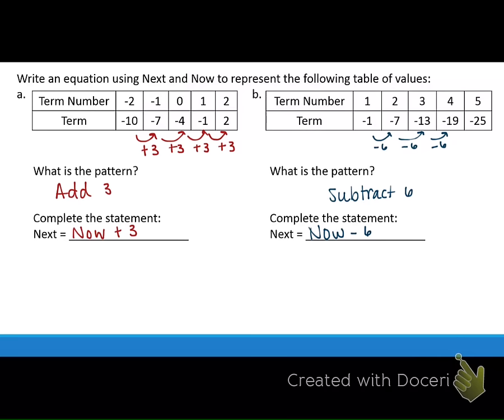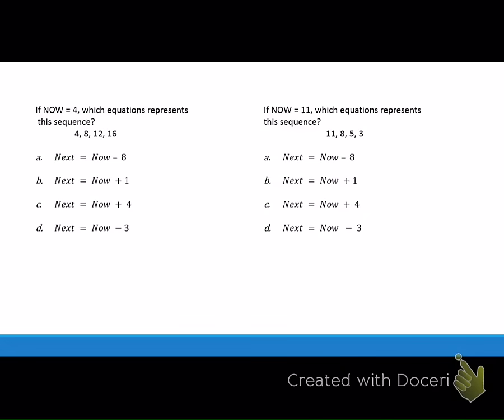Anything? Okay. So the last ones you're going to do, and these are more like what you'll see on the EOC because they're multiple choice, and a good portion of your EOC grade is multiple choice. There is the performance event day, but the good portion of it is multiple choice. So if your current now is 4, which equation represents this sequence? A, now minus 8. B, now plus 1. C, now plus 4. Or D, now minus 3. Avery. You are adding 4 to get to the next term each time.